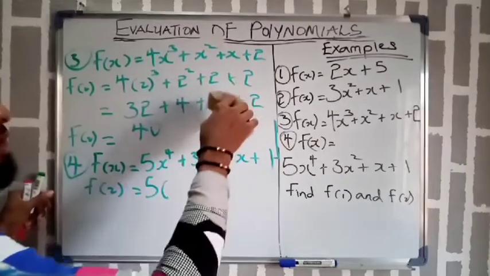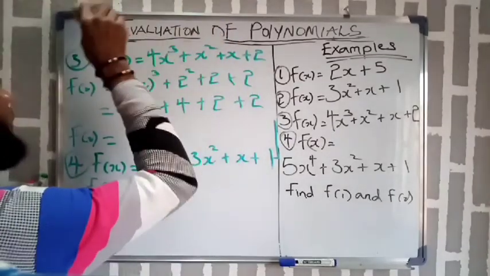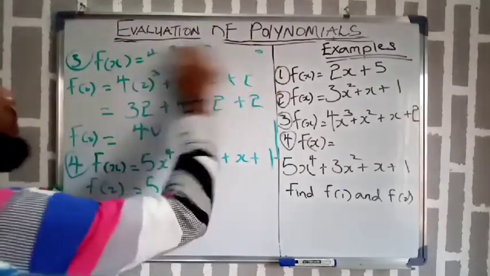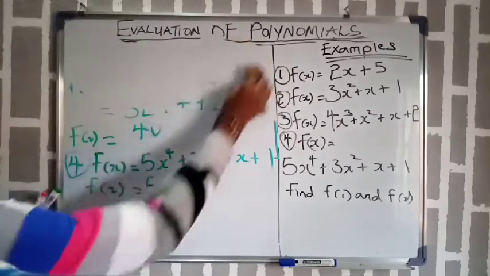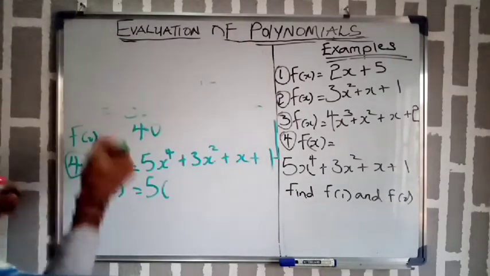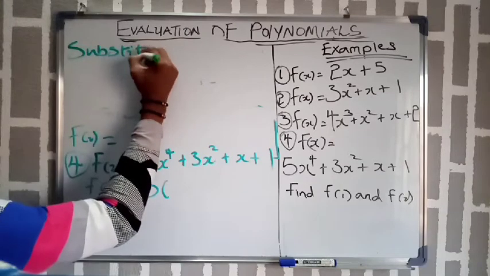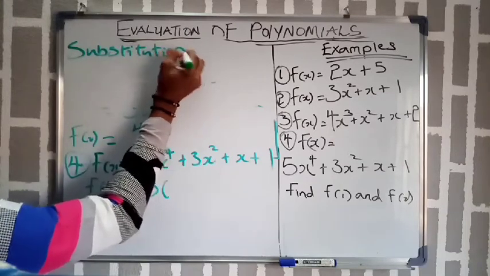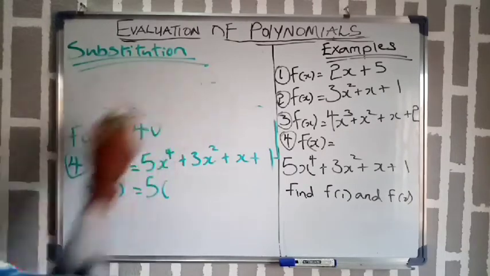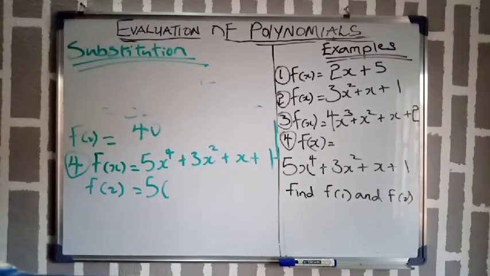So this is the evaluation of polynomials, but I'm doing number 3. What I meant to write was this subheading. This is substitution. We did nesting. This is substitution. Yeah, so let's get back here.